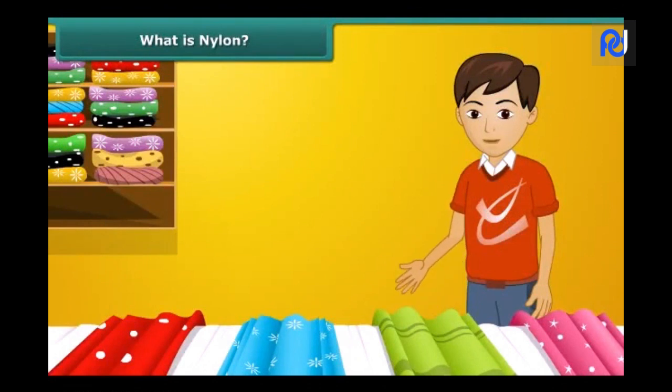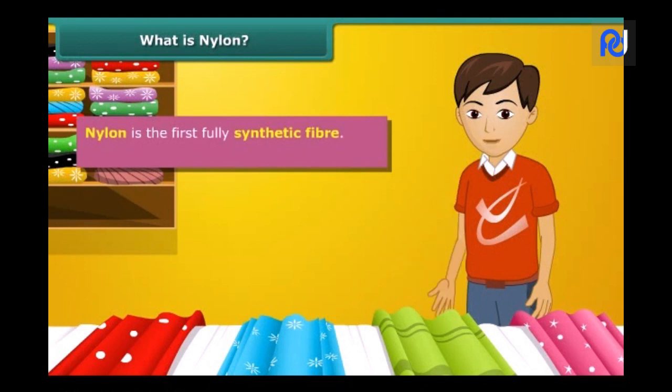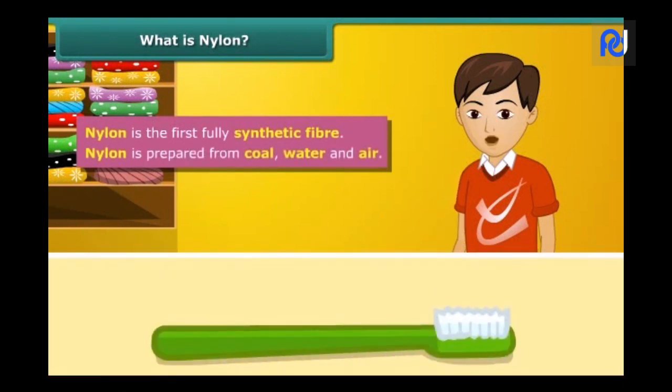Do you know which is the first fully synthetic fiber? It's nylon. Nylon is prepared from coal, water and air. The first thing made out of nylon was toothbrush bristles.